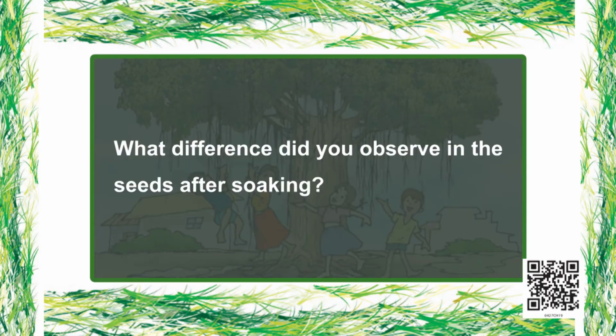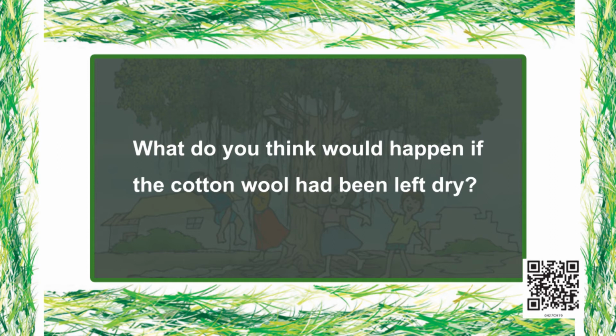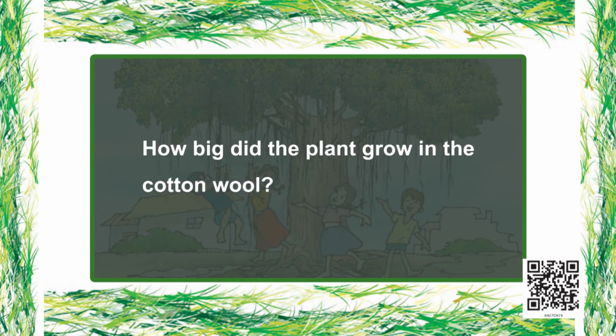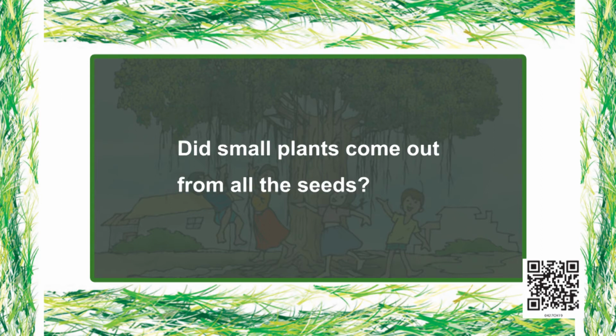Now, based on this activity, can you answer the following questions on page 163 of your textbook? What difference do you observe in the seeds after soaking? What do you think will happen if the cotton wool had been left dry? In which direction did the roots grow? And the stem? How big did the plant grow in the cotton wool? Did small plants come out from all the seeds? Write your observation in your notebook and submit it to your teacher.